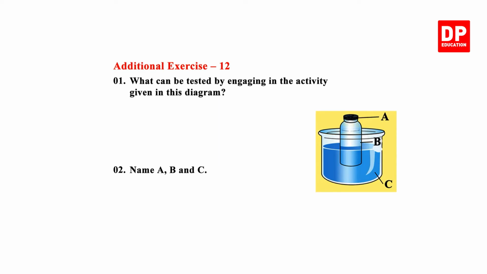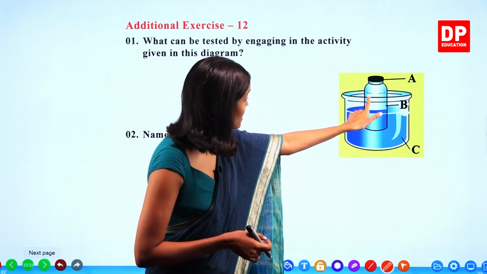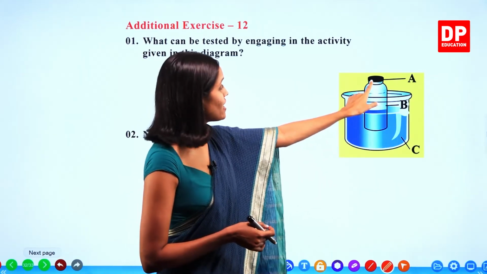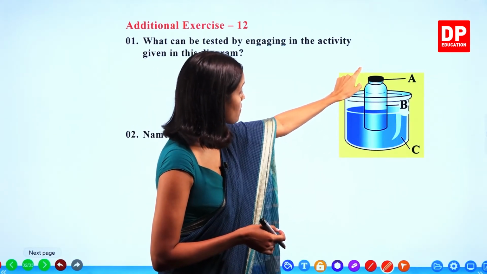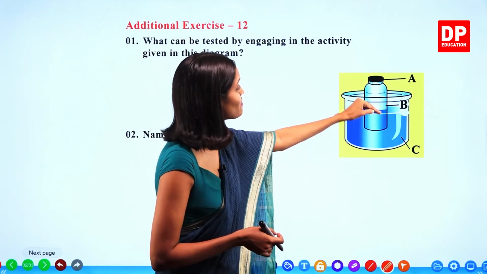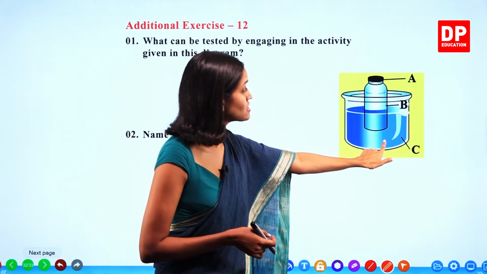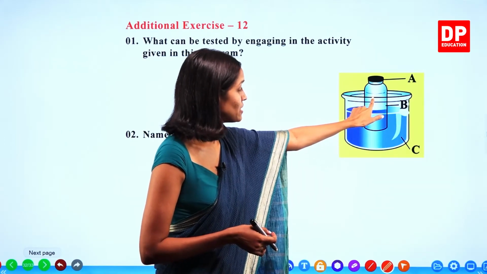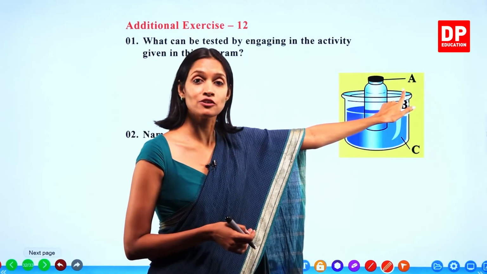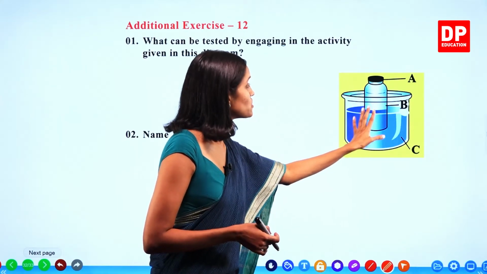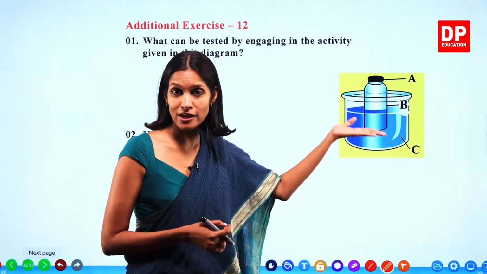What can be tested by engaging in the activity given in this diagram? So what is this, children? We used an empty glass bottle and we placed a coin on the mouth of the bottle and then we immersed that glass bottle in hot water. This is hot water. This is the empty glass bottle and this is the coin. Then what did we observe, children? The coin moves up and down.